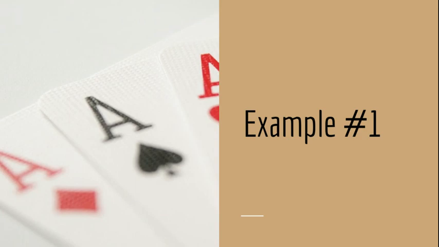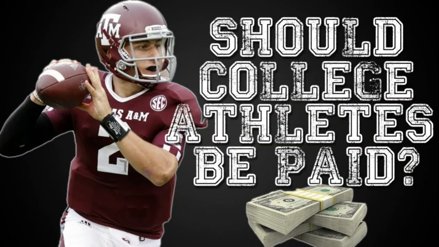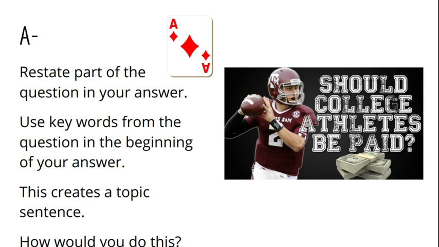So here's my first example. Question: should college athletes be paid? So you are going to A, answer the question first. Restate part of the question in your answer. Use key words from the question in the beginning of your answer. This creates a topic sentence. So, how would you do this? What would it look like if you did that?